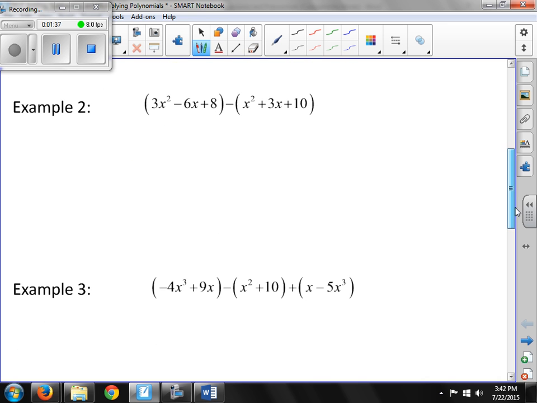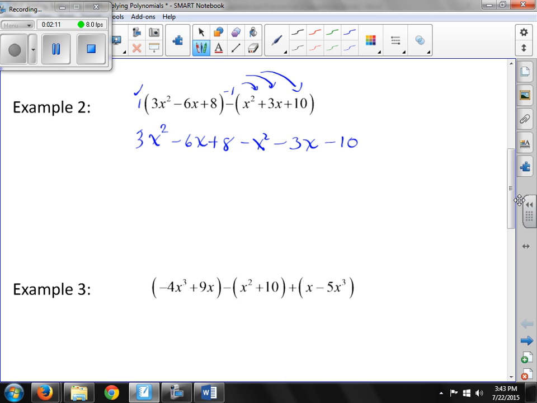Example 2. There's nothing out in front of the parenthesis to multiply, so it's like distributing a 1, or we can simply take the parenthesis off. 3x squared minus 6x plus 8. But there's a negative in front of this parenthesis, so it's like distributing a negative 1. So we'll distribute a negative 1 with all three of these terms. Negative 1 times x squared would be negative x squared. Negative 1 times 3x would be negative 3x. And negative 1 times 10 would be negative 10.